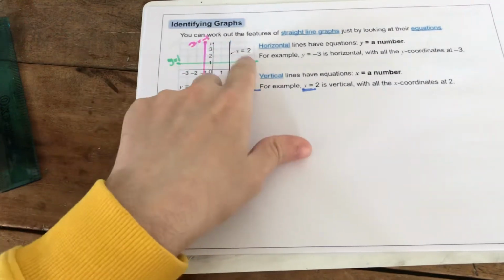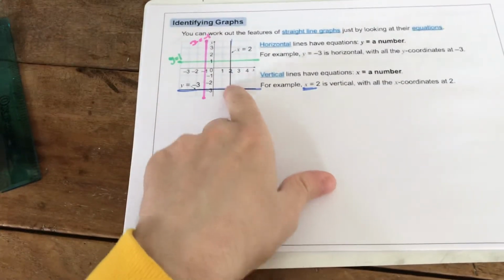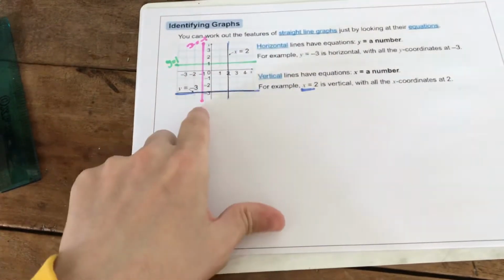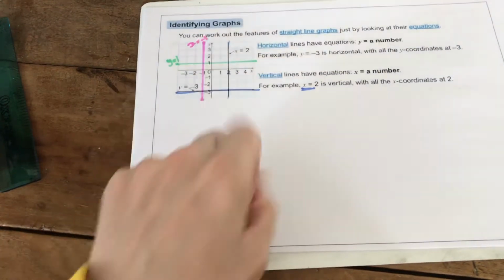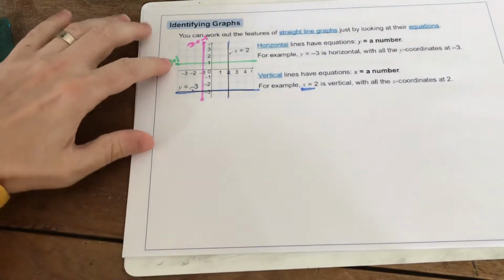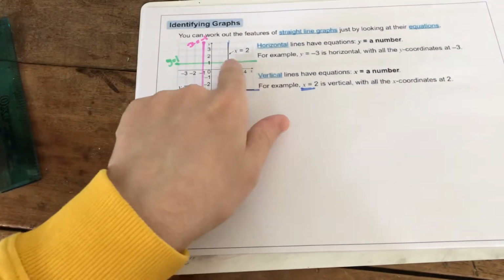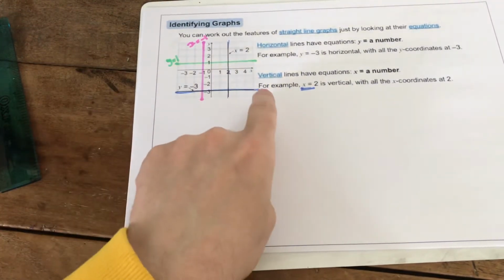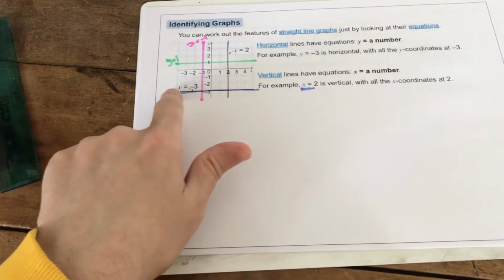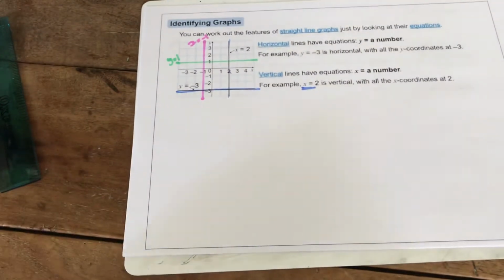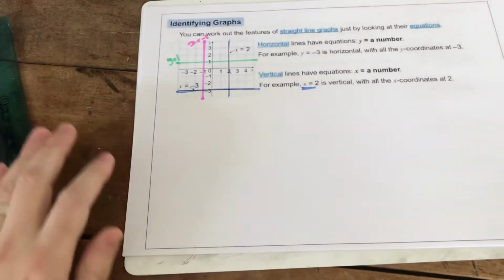They've got these equations because every x coordinate on this line is 2, every x coordinate on this line is minus 1, every y coordinate on this horizontal line is 1, and every y coordinate on this horizontal line is minus 3. And that's where that comes from.